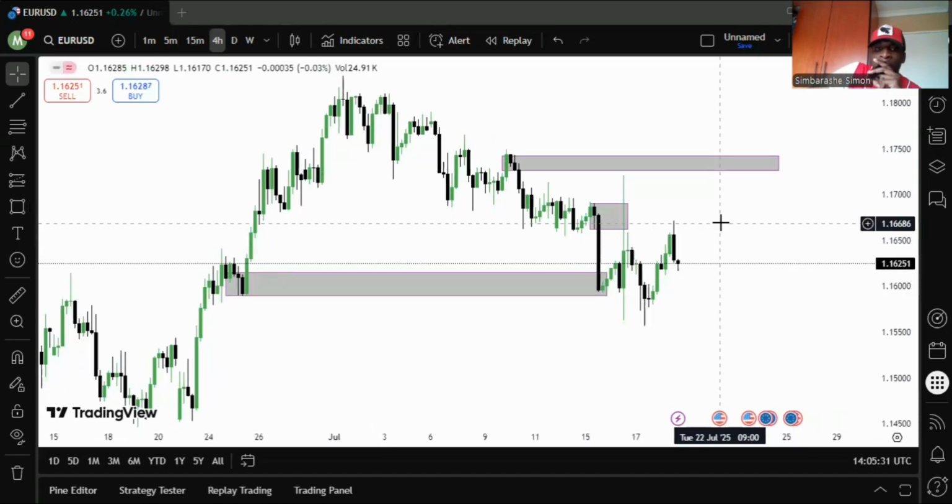So let me tell you another thing. For a good zone, guys, it must have these things, whereby a zone must have imbalance. By imbalance, I mean a gap.